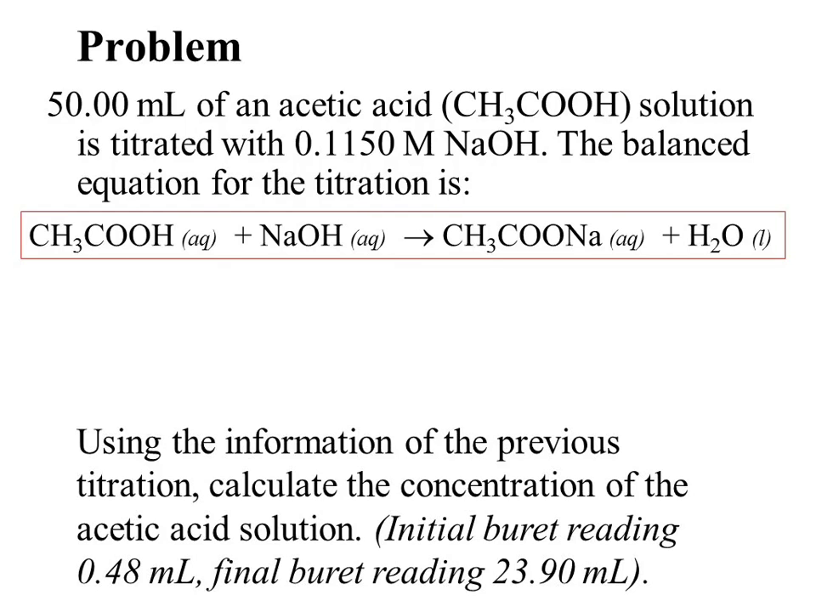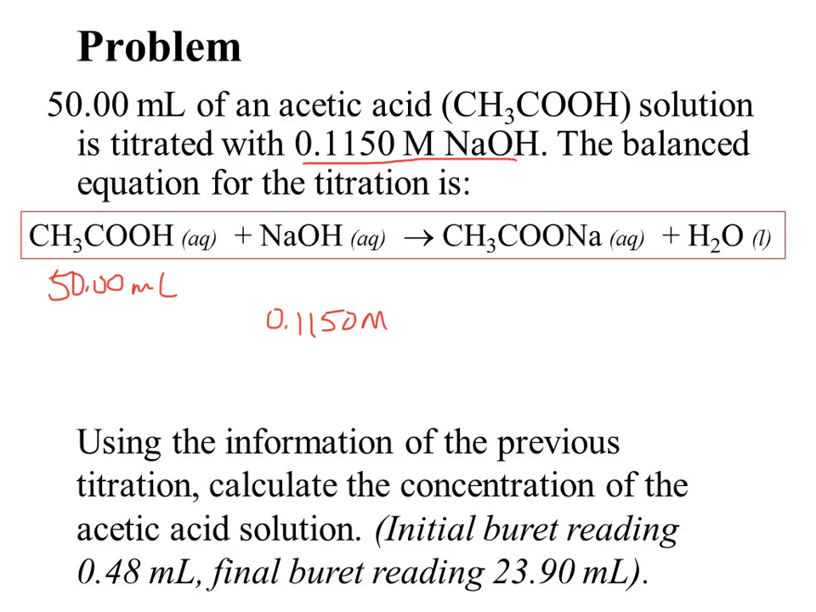So here, somebody used a 50 ml pipette, and they transferred probably to an Erlenmeyer flask 50.00 milliliters of acetic acid. I like putting the information under the reactants because then I can see what I know most about. And it says that this molarity is associated with sodium hydroxide. So I'm going to put 0.1150 molar under the NaOH.